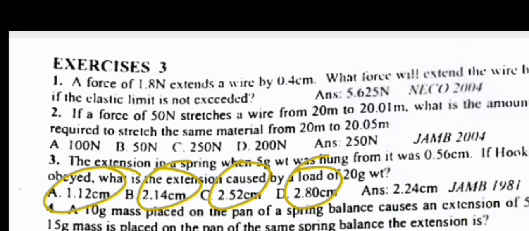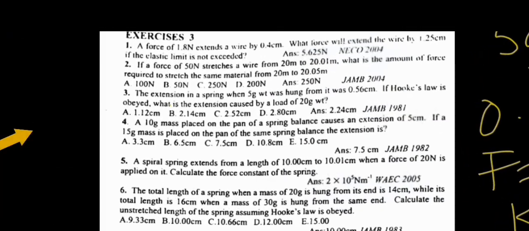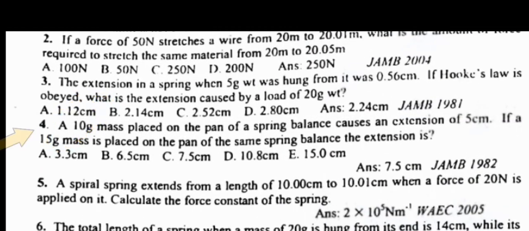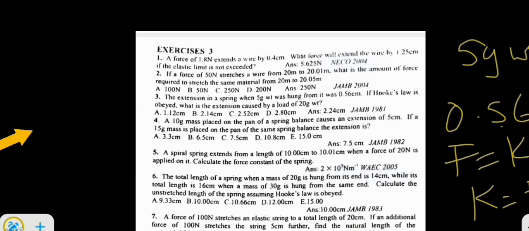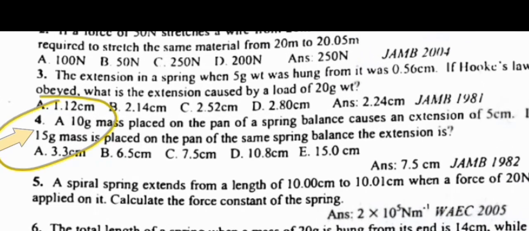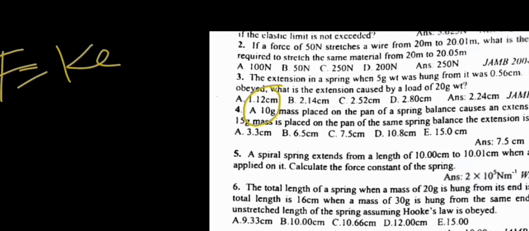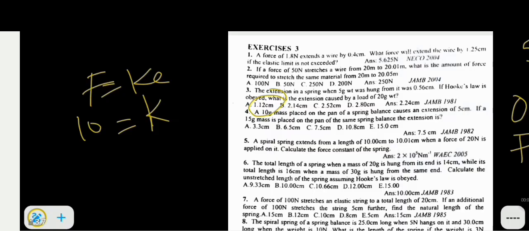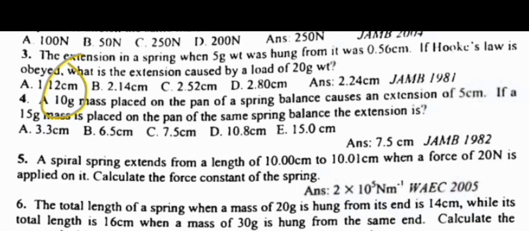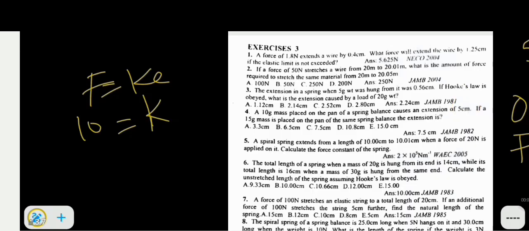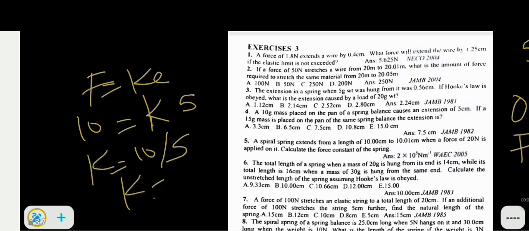Okay, so let's take the next one. For number 4, a 10 gram mass placed on a pan of a spring balance causes an extension of 5 cm. If a 15 gram mass is placed on the pan of the same spring balance, what is the extension? So you know that your F is KE. The first mass is 10 gram, that is the first weight. The extension for the 10 gram is 5 centimeter, so you put 5 here. So your K will be 10 over 5. So your K is 2.